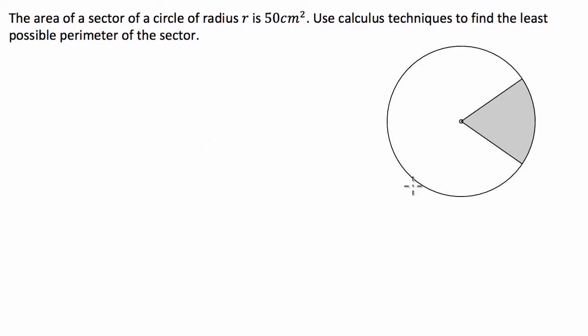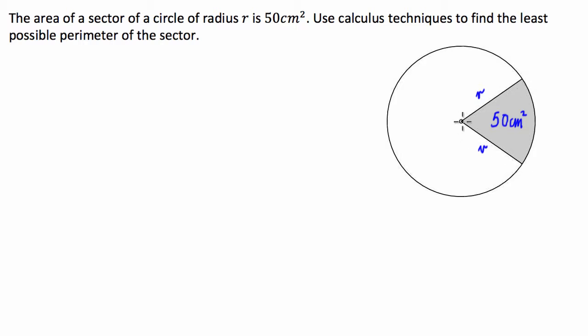So I've copied and pasted a circle with a sector in it into this document, guys, to make it easier for us to understand what I'm doing. We've got this sector which has a radius of r. So let's just write that in. We've got a radius of r and an area of 50 centimeters squared.